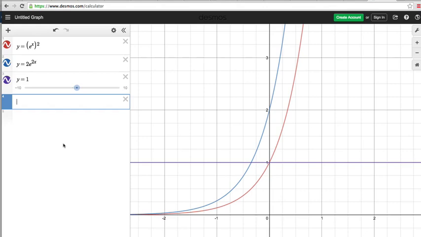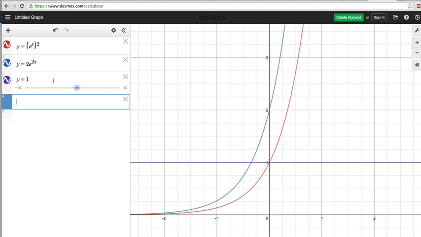So here's the Desmos program, and for the first graph I put in our original function y equal e to the x quantity squared, and you can see that in red over here. The second function is our derivative, y equal 2e to the 2x, and so that is this blue graph right here. And because it's the derivative, for any value of y on this graph, we get the slope of the line tangent to the other graph for the same value of x.